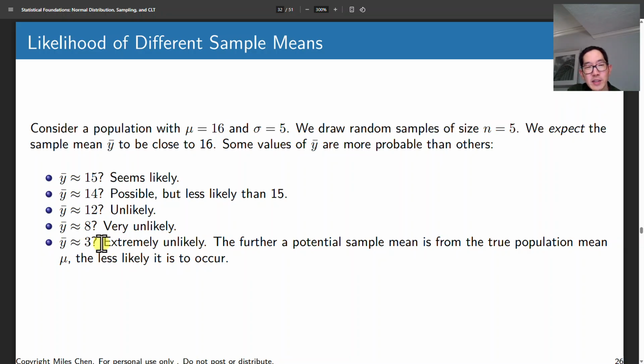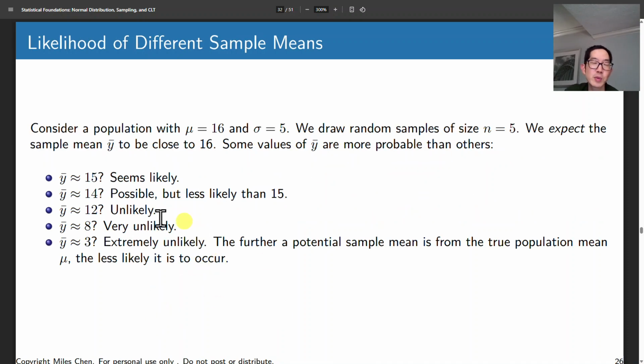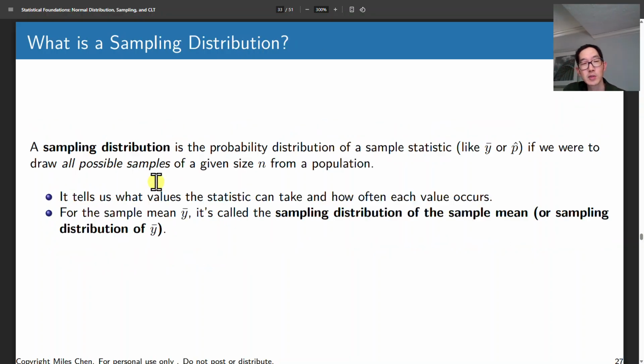And basically the idea here is that if you're going to say my sample is going to be very, very, very different from the population, that seems less and less likely to happen, okay? So the sampling distribution takes this intuition that we have and formalizes it. Basically, rather than us saying, sure, samples where the mean of your sample is around 16 are going to be more likely, we can formalize what we're trying to say with a sampling distribution.